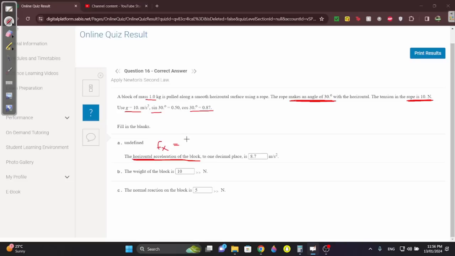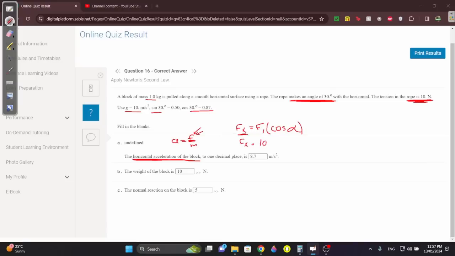How do you find it? They want acceleration, horizontal acceleration. You know acceleration is the force divided by the mass. But we can't find it unless we find the horizontal force, unless we find Fx. So how do we find Fx? In this case, it's the force given, 10 newtons, times cosine of the angle. Why am I finding Fx? Because it's the horizontal acceleration. To find the horizontal acceleration, you need the horizontal force, which is Fx.